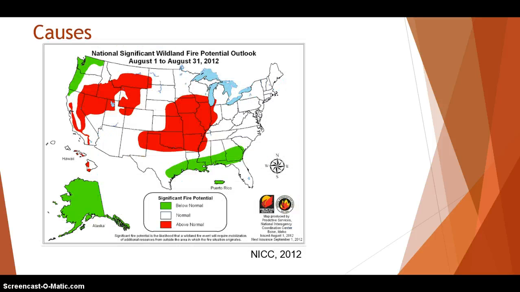The National Interagency Coordination Center combined these factors into one map to show the fire potential for August. The areas of green show lower than normal potential and red higher than normal potential. For Lassen, California, there is a high potential for wildfire to occur.